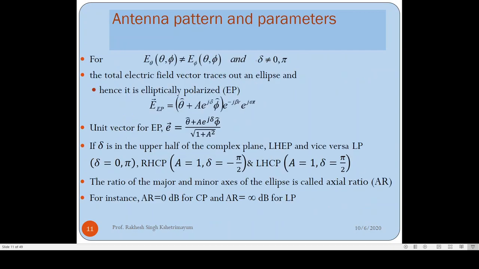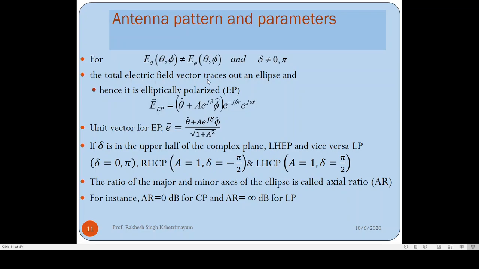Another more generalized case of polarization is called the elliptically polarized wave. In the elliptically polarized wave, E theta and E phi would not be equal, and delta should not be equal to 0 or pi, nor equal to plus minus pi by 2. Those cases are for the linear polarized wave and the circular polarized wave.